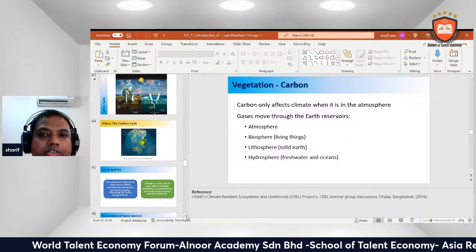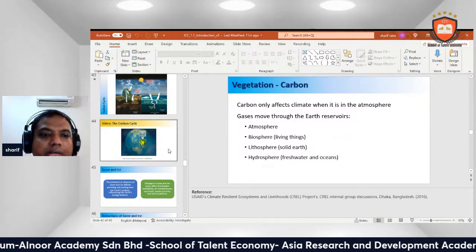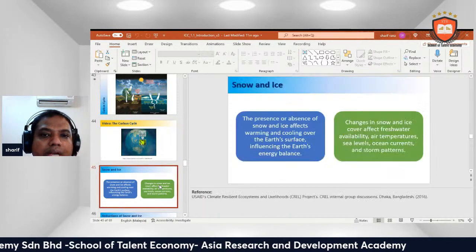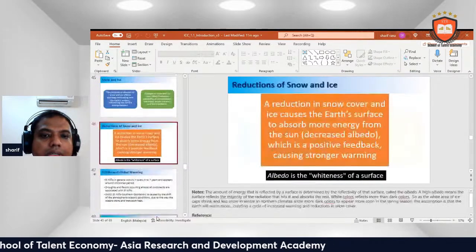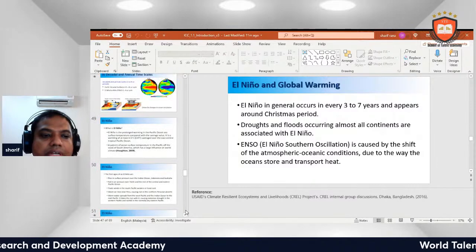Carbon affects climate change as it moves between the atmosphere and the Earth's surface: atmosphere, biosphere, lithosphere, hydrosphere, snow and ice. These are the different kinds of aspects actually happening for climate change.